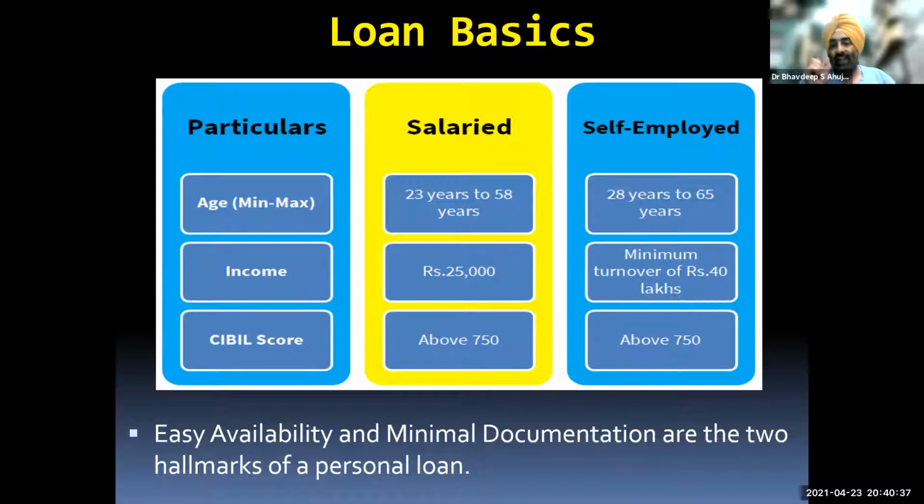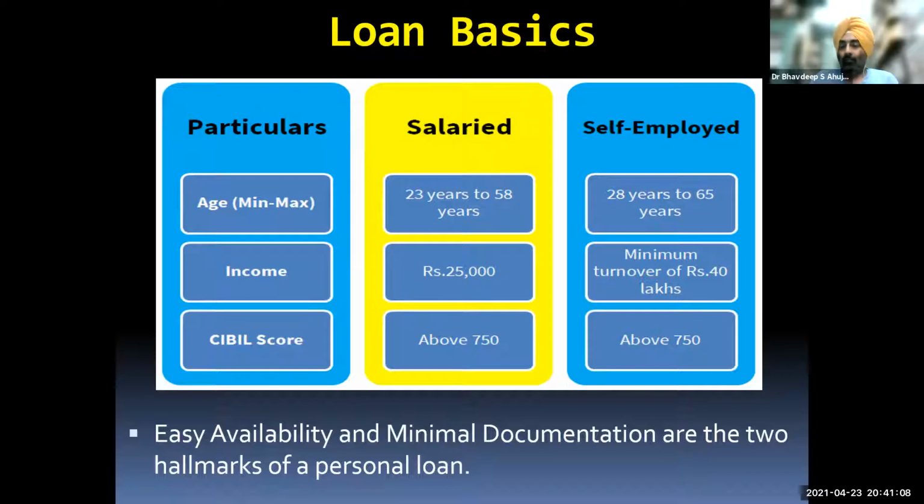So, sorry, what are the particulars? For the salaried, the age limit is 23 to 58, self-employed 28 to 65. The minimum income for a salaried person is 25,000. Minimum turnover, as I said, is 40 lakhs, but this number is subject to your balance sheet. If your balance sheet shows good amounts of assets, then this is usually overlooked. But the most important criterion for a personal loan is your CIBIL score, your credit history. It has to be above 750. There is no compromise on that.